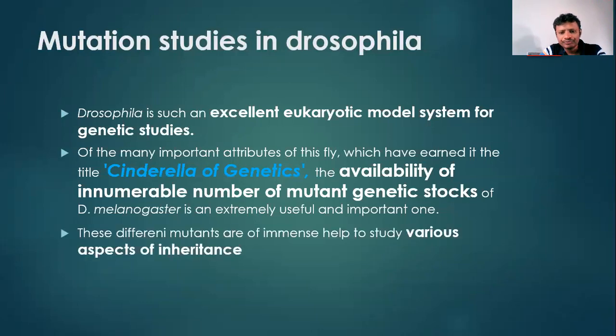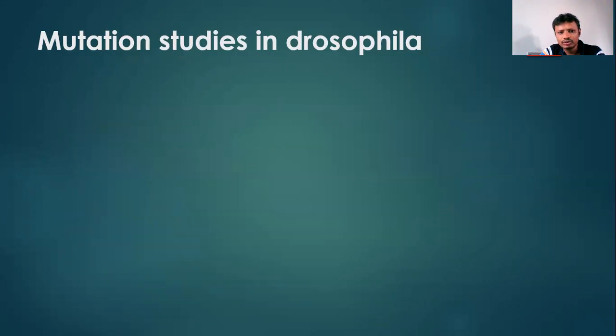There are immense and very different types of mutants which provide us with different types of inheritance patterns, Mendelian inheritance patterns, Morgan's inheritance patterns, and linkage mapping. So there are n number of applications which can be utilized by knowing very well about Drosophila.